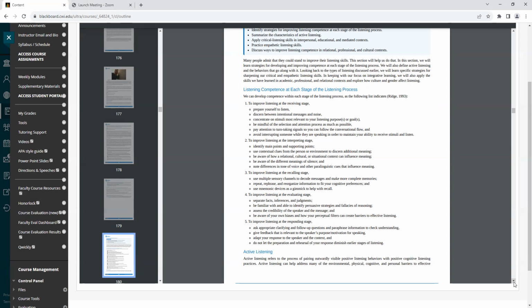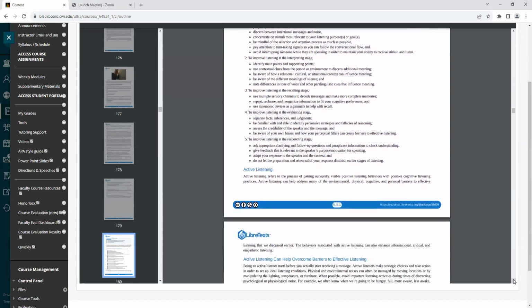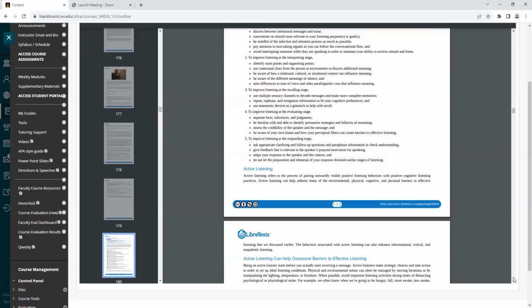Pay attention to turn-taking signals so you can follow the conversational flow, and avoid interrupting someone while they are speaking in order to maintain your ability to perceive stimuli and listen. Number two, to improve listening at the interpreting stage. Identify main points and supporting points. Use contextual clues from the person or environment to discern additional meaning. Be aware of how a relational, cultural, or situational context can influence meaning.